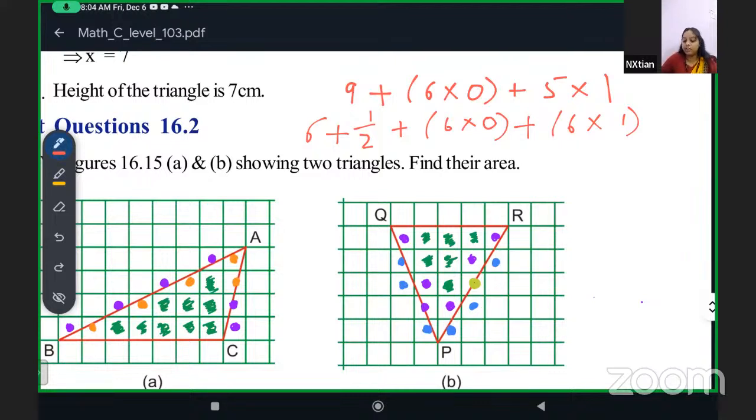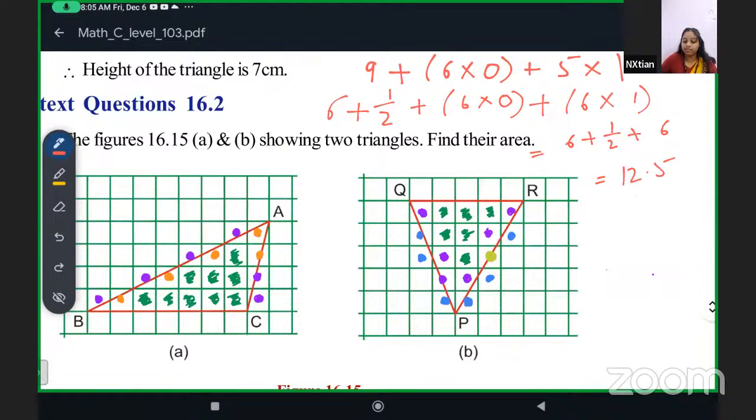Solve this and you get 6 into 0 becomes 0. 6 into 1 becomes 6. So we will get 12 and a half. Yes, 12 and a half, 12.5. Okay. Any other doubts, Anna?